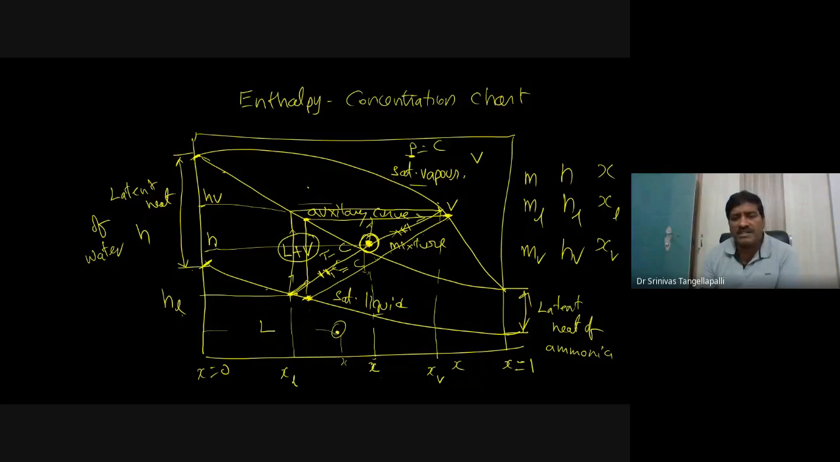Before throttling, this is the state, and after throttling also the same state. Let us say H1 equals H2, X1 equals X2. For the throttling process, we can't show any process line because the initial state point and final point are both the same. In that particular case, how do we evaluate the exit temperature? Even though enthalpy and concentration are the same, the pressure is different. P1 is greater than P2 with the differential pressure during this expansion, the throttling process. We can evaluate the temperature T2, because T2 is less than T1 after this expansion.